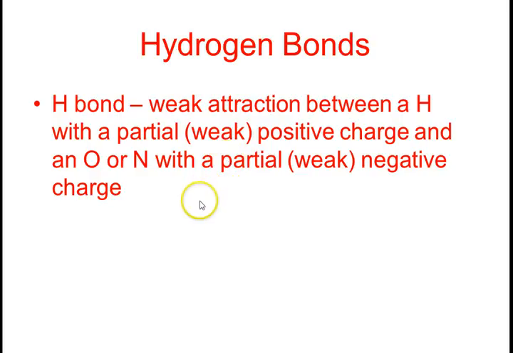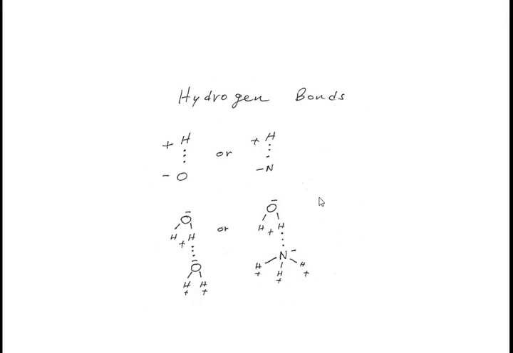Now let's look at hydrogen bonds. Notice this is in red, meaning good chance you're going to see this on the exam. Okay, hydrogen bonds. This is a weak attraction between a hydrogen with a partial or weak positive charge and either an oxygen or a nitrogen with a partial or weak negative charge. So notice right here, here's a hydrogen with a positive charge and dot dot dot, meaning we have a weak attraction to this oxygen with a negative charge. Or it could be between a hydrogen and a nitrogen.